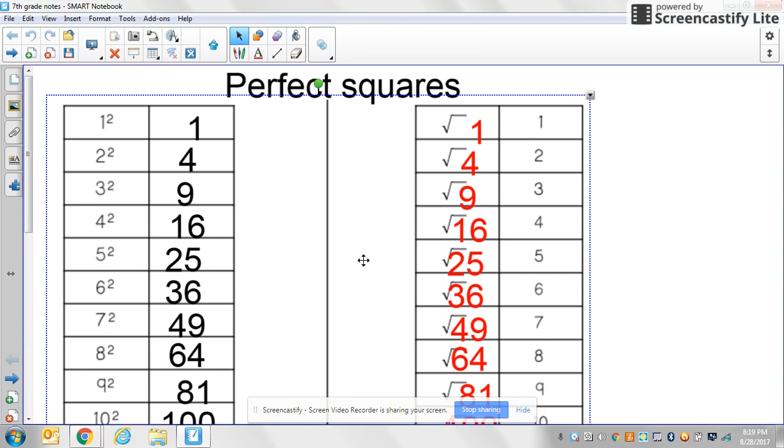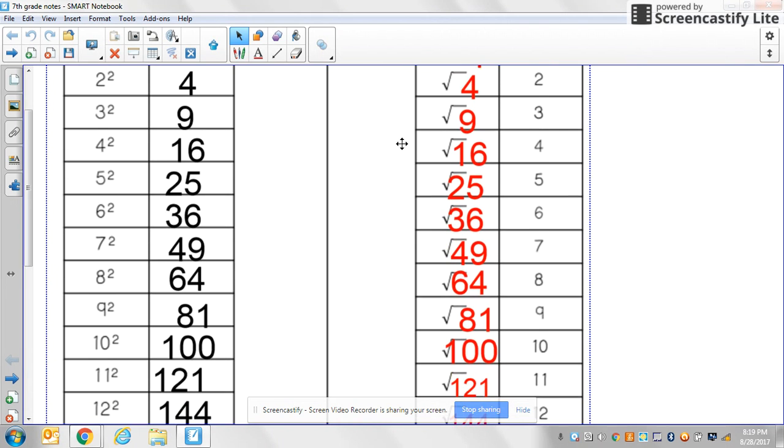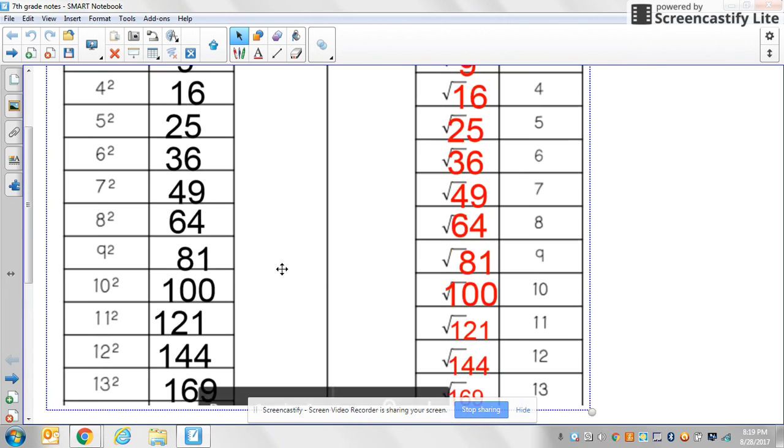Now, like I said, I really want you to make sure you guys have your squares and square roots worksheet out, because this is something that is going to be very, very beneficial to you. And I remember yesterday we filled these in. I didn't do all of them, but got a good chunk of them down there.